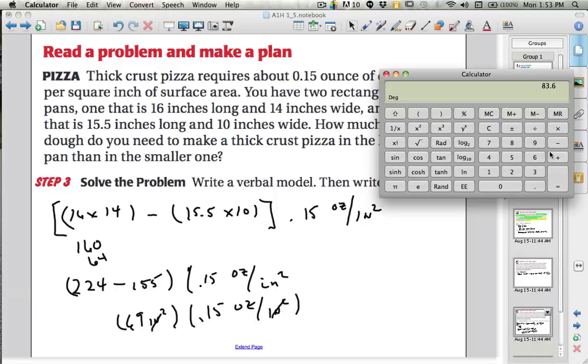And I'm going to multiply 69 times 0.15. Oops, made a mistake. 69 times 0.15 is 10.35 ounces.